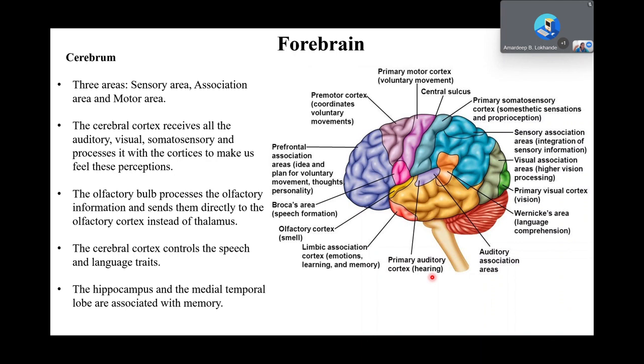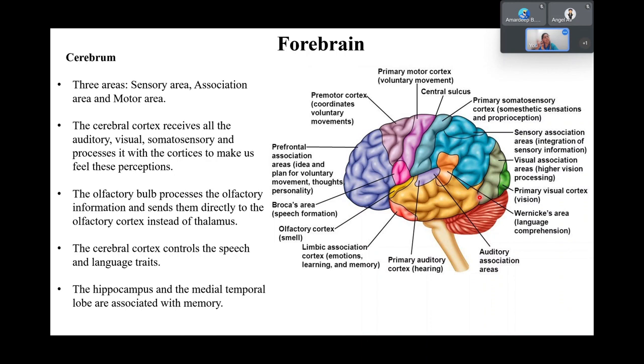Then you have something called Wernicke's area, which is for language comprehension. So you can see that what you are hearing and how you are comprehending is also being regulated by the brain. Then you have the visual cortex, which is for vision, and the associated areas for visual processing. And lastly, you also have the sensory area, where the somatosensory information is relayed. So that's why I just mentioned that the cerebrum is the most advanced part of the brain.